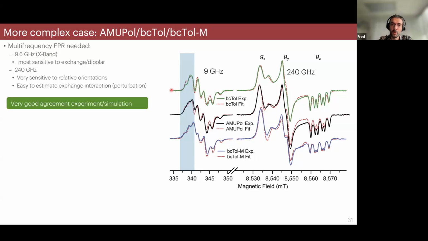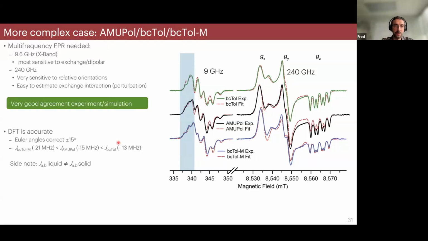You can see, green is bCtol, AMUPol is black, bCtol-M is blue, and the fits are the dashed lines that are overlaid. And you can see that these spectra are also very different at high field. And in particular, you can see that this bump here is shifted towards the GX region, and the bump at the GX region is more intense in the case of bCtol-M. And actually, once I could compare with the DFT prediction, I could see that the Euler angles of the DFT predictions were reasonable, but you still need to tweak to have a correct geometry.